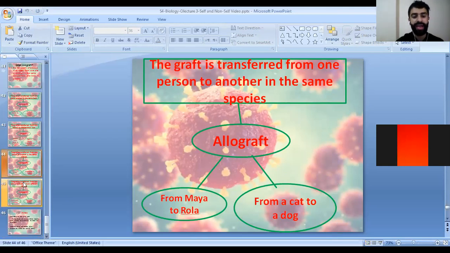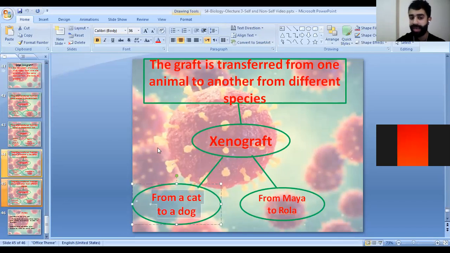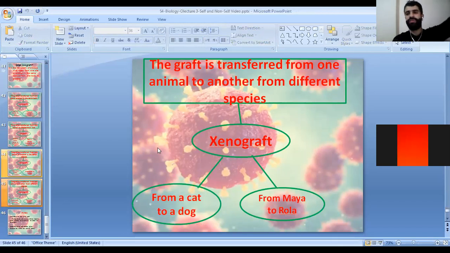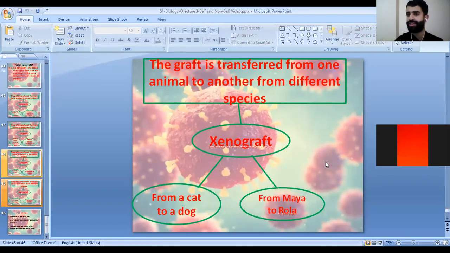Moving to the last type of graft, xenograft. Xenograft is a graft done from one animal to another of a different species. What's the meaning of this? Xenograft is a graft from a cat to a dog. The cat belongs to the species of the cats, dogs belong to the species of the dogs, so they are different species. Or from Maya to Rilla, this is a non-example. From Maya to Rilla, they are the same species, so it's allograft here. Okay?